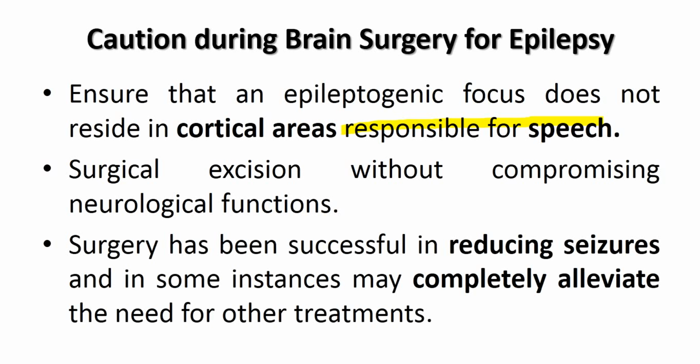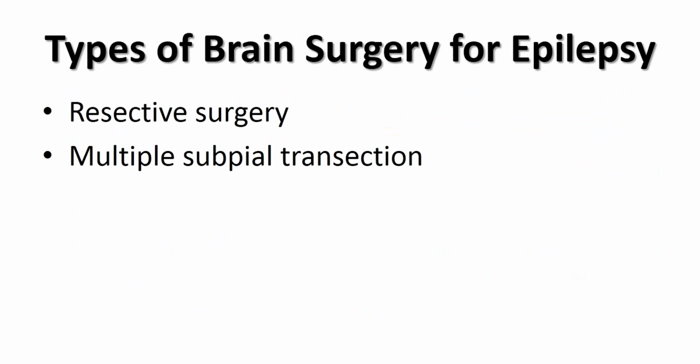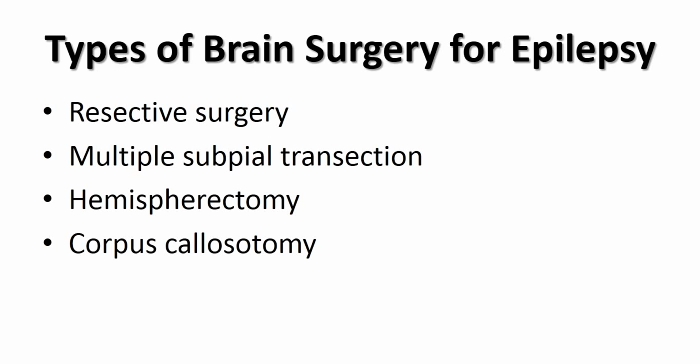The surgery has been successful in reducing seizures, and in some instances it may completely alleviate the need for other treatment. So, surgical options are always good when medicines are not having that prolonged effect. Now, what are the types of brain surgery for epilepsy? You have resective surgery, where the entire mass is resected out; multiple subpial transection, where multiple areas where the seizure takes place are dissected out; hemispherectomy, where the entire hemisphere where the origin takes place is surgically removed; and corpus callosotomy, where the corpus callosum is surgically excised.